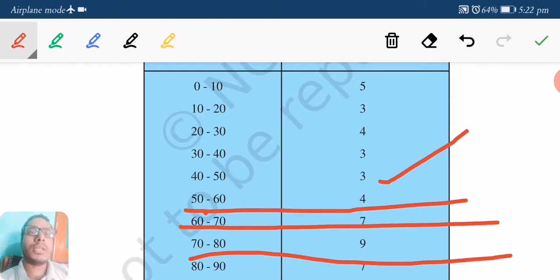In this given table, are the classes inclusive or exclusive? The classes are exclusive. 10 is not included. The upper limit is not included because 10 is repeated here in the second table, if you see here. So 0 to 10 means 0 or more than 0, but less than 10. The total number of students falling here is 5.